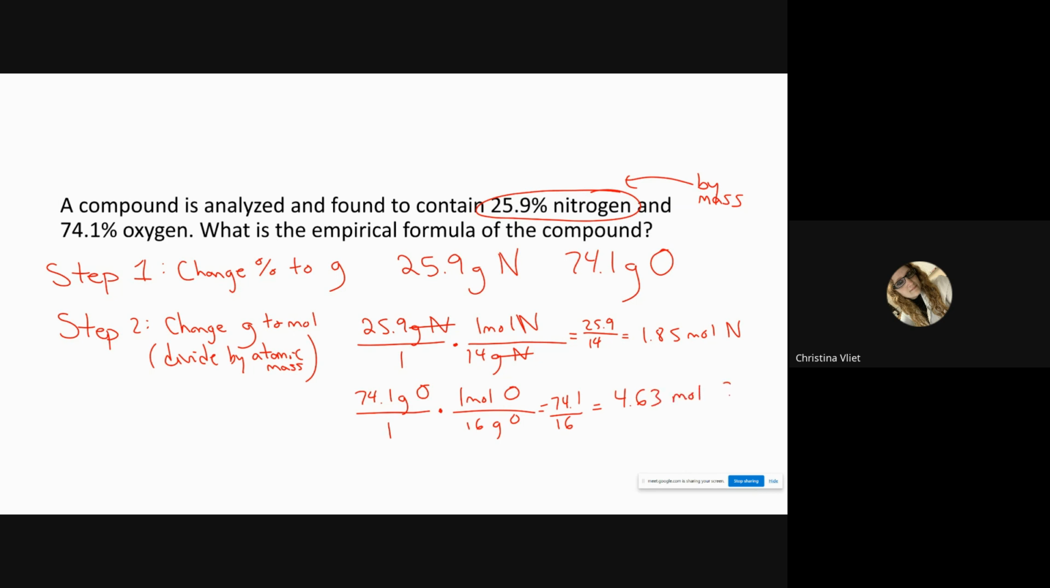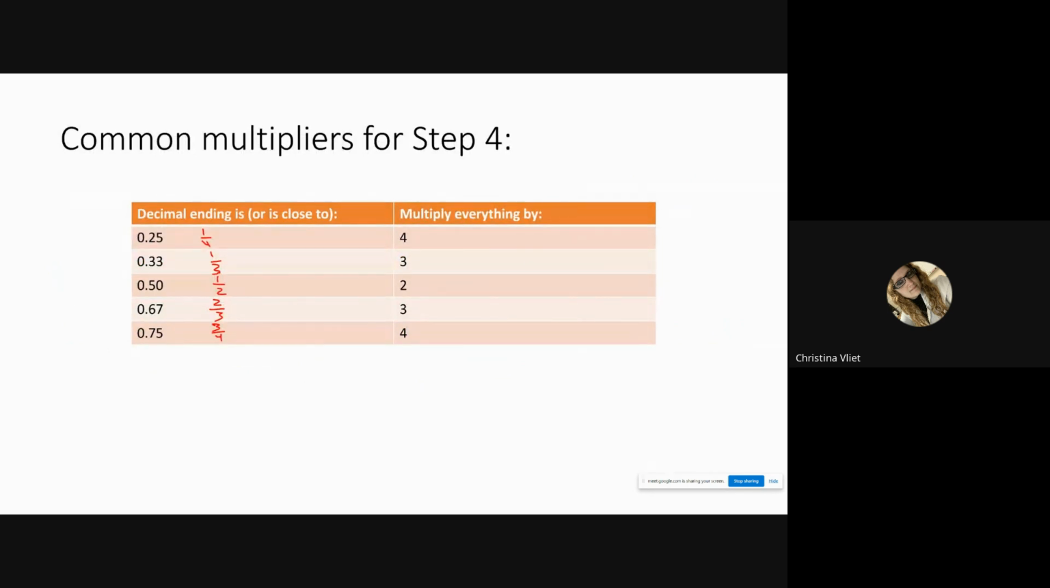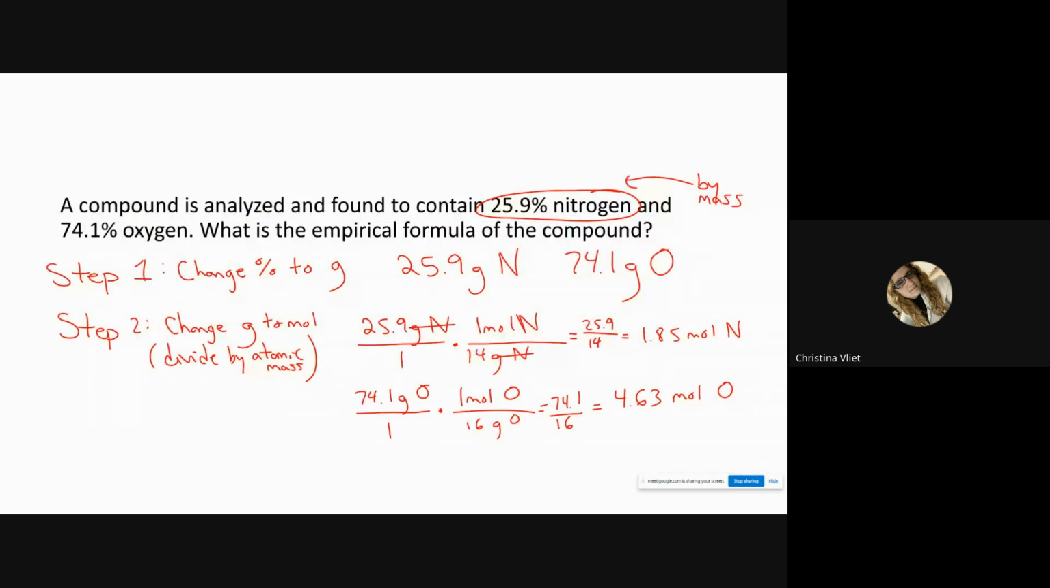Before you ask it, in terms of rounding, I would keep at least 3 significant figures through the process, regardless of what percentage they give you. Keep at least 3 significant figures throughout the process until the end, because it's very easy to make rounding errors here because of these decimal endings. So this is just a guide. For empirical formulas, I do advise, keep 3 or more sig figs until the end.